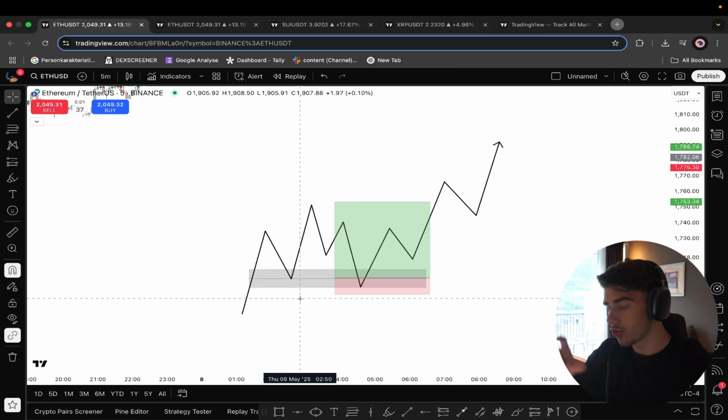Now, of course, when you trade very, very minor and small imbalances, you might as well include the whole thing. This is more meant for large inefficiencies in the market.